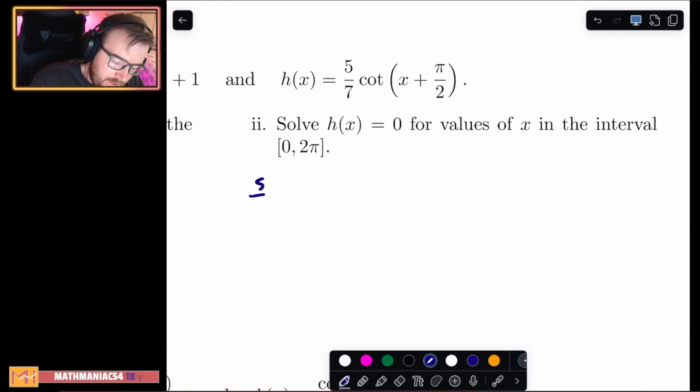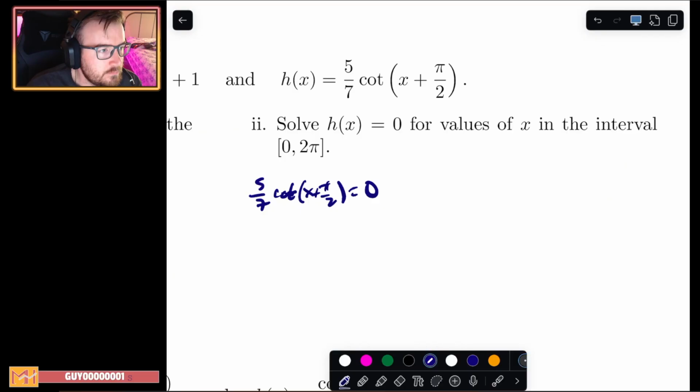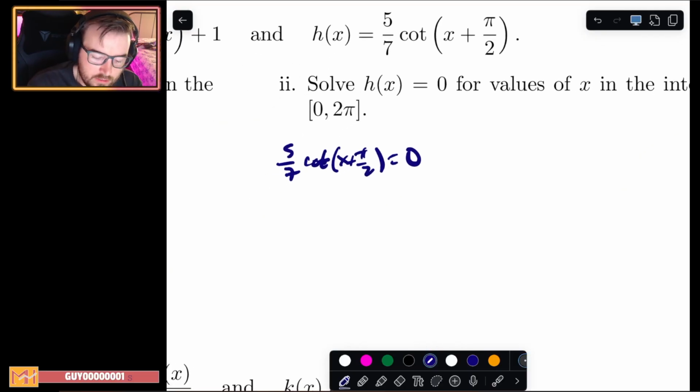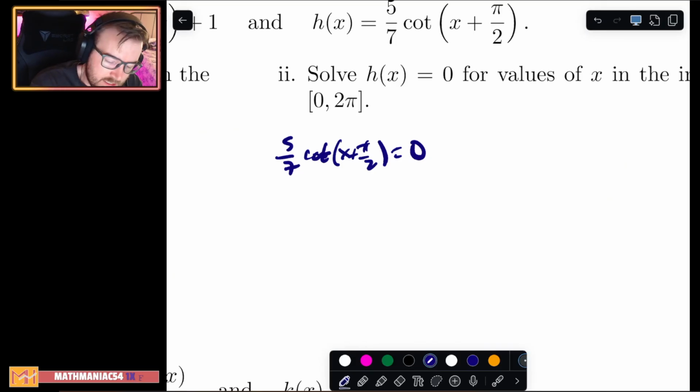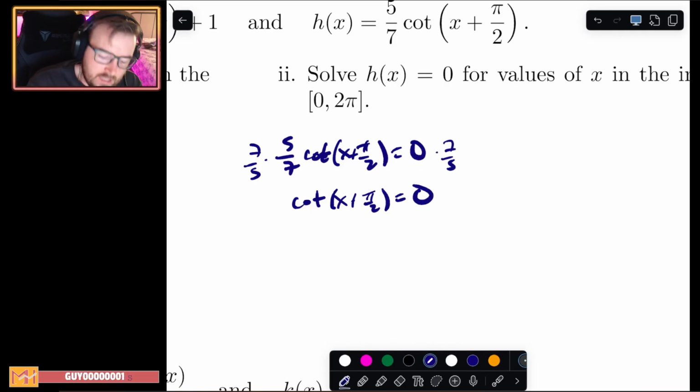Here, we're trying to figure out when does this cotangent function equal 0? Well, let's get rid of the 5/7 by multiplying by 7/5, which really doesn't even matter, right? Because that still equals 0. So when does cotangent equal 0?